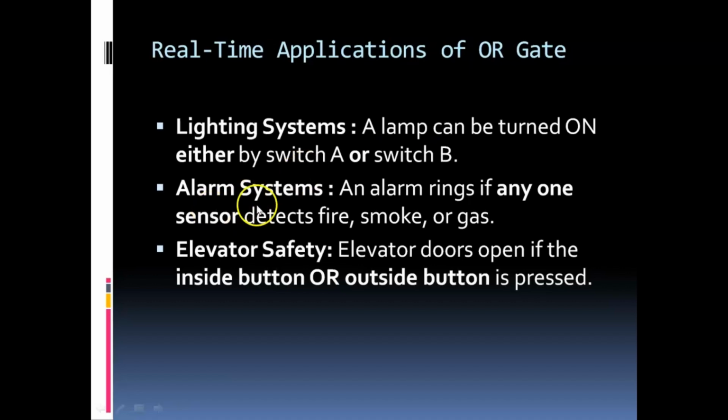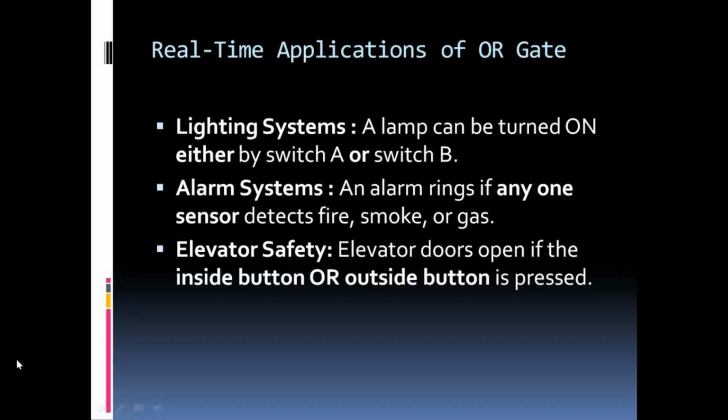Another one is the alarm system. An alarm system rings when the sensor detects fire, smoke or gas anywhere inside a house. It can be in the bedroom or in the kitchen. Anywhere if it detects the fire, it will show you the output. It will start working.